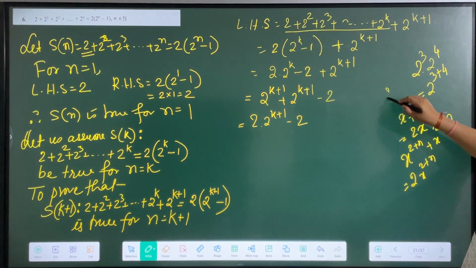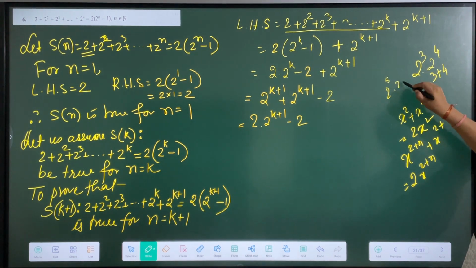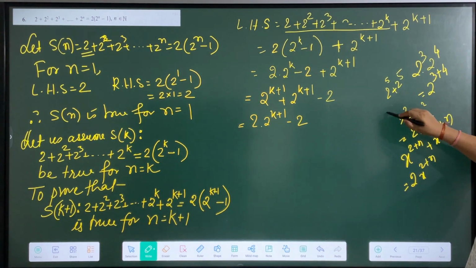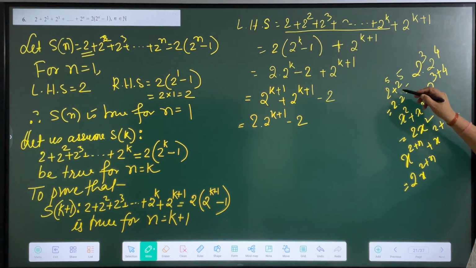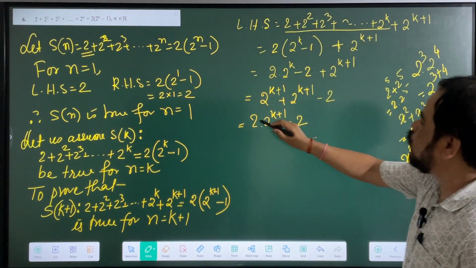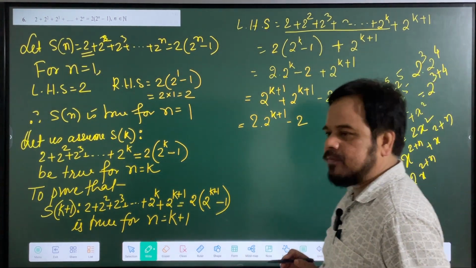Again I will show you. 2 to the power 5 plus 2 to the power 5. So 2 times 2 to the power 5, how many times? 2 times. 2 times 2 to the power k plus 1. So that is what I have written here.